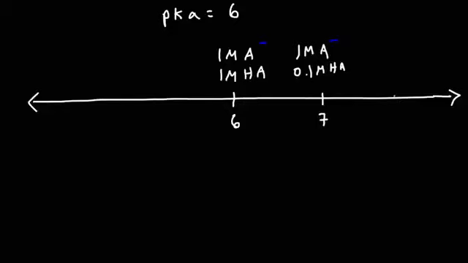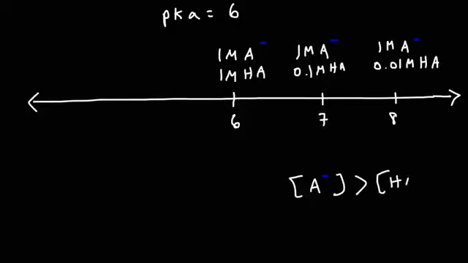What will be the situation at a pH of 8? If we have the same amount of base, the amount of acid will be 10 times less. It's going to be 0.01 M. So anytime you have more base than acid, the pH will be greater than the pKa. So on the right side, where A minus, the weak base component of the buffer, is greater than HA, under those conditions, the pH will be greater than the pKa.